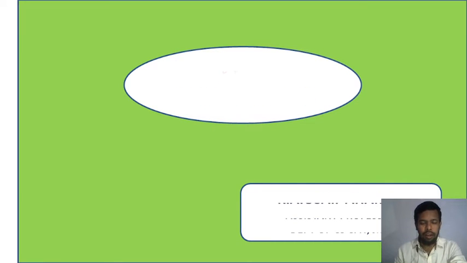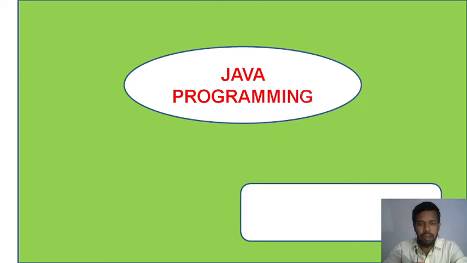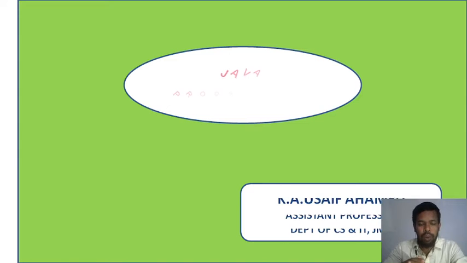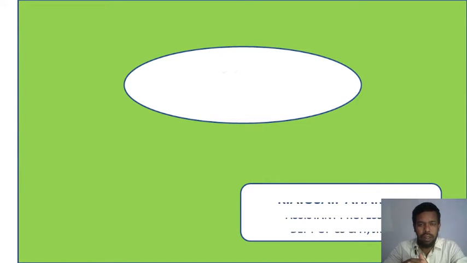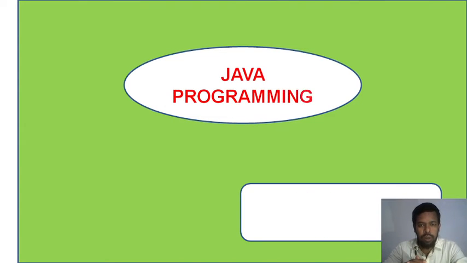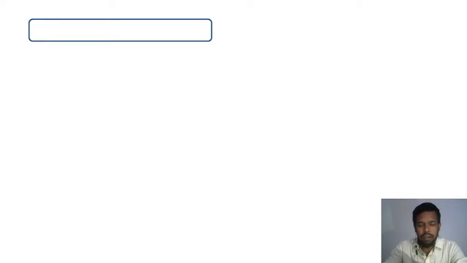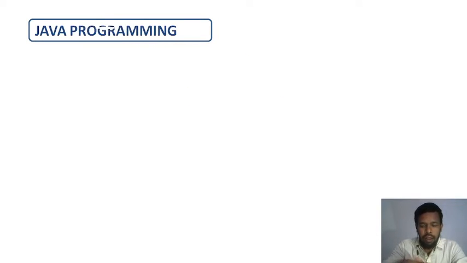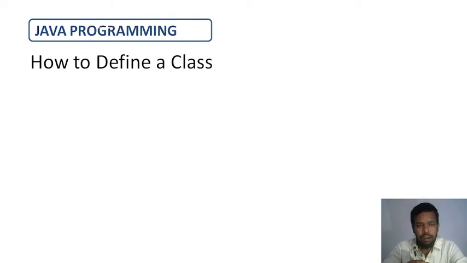Today we discuss Java programming basics: how to create a class, then how to create an object, a sample program, and how to execute that program. First, let's see the slide. First of all, how to create a class. First we see defining a class.